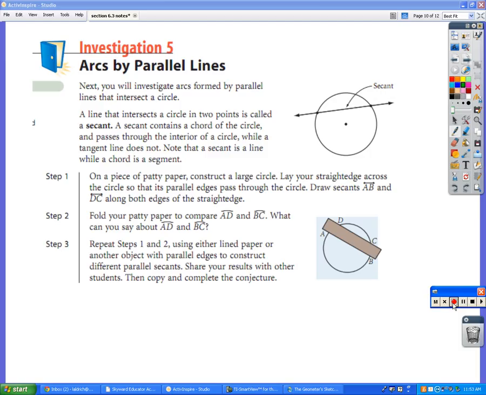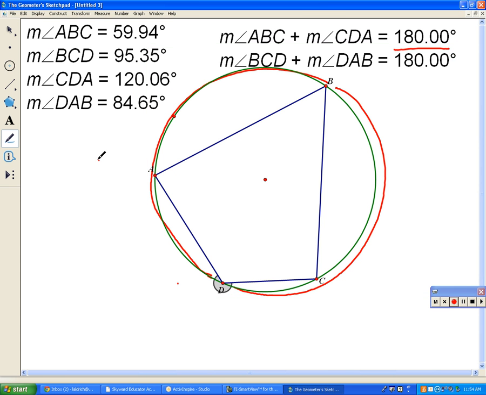Okay, now we are going to investigate the arcs formed by parallel lines, okay? So we talked about already yesterday, if you have a segment that goes through 2 points of a circle, that's called a what? A chord. If you take that segment and turn it into a line, then you call that a secant. So a chord is technically a segment, and a secant is a line, okay?